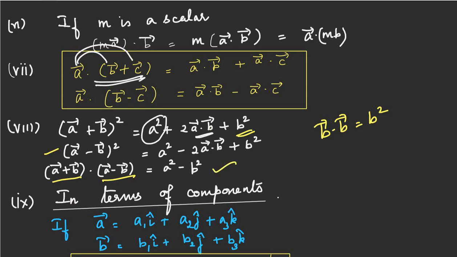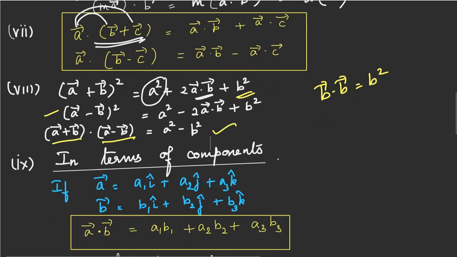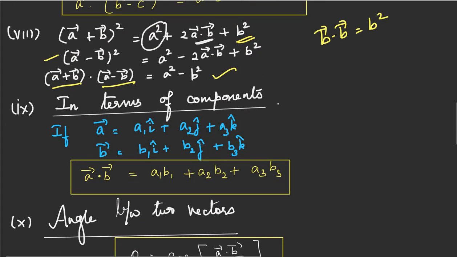In terms of components, we take the vectors. For example, a vector is equal to, instead of giving a number, we have denoted as a1 i cap plus a2 j cap plus a3 k cap.